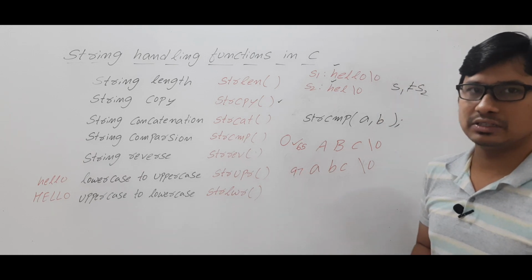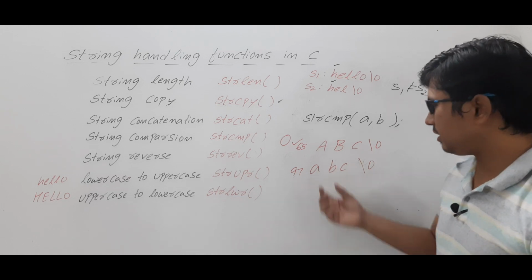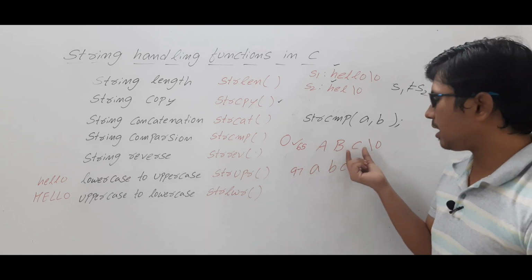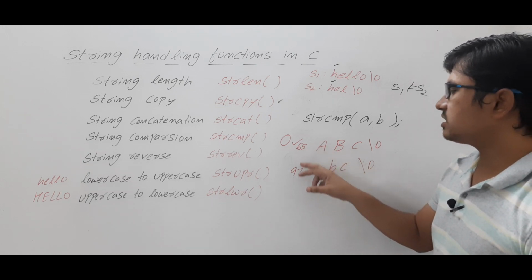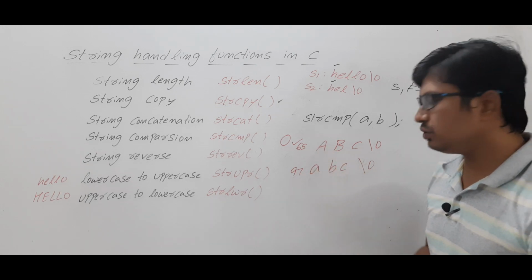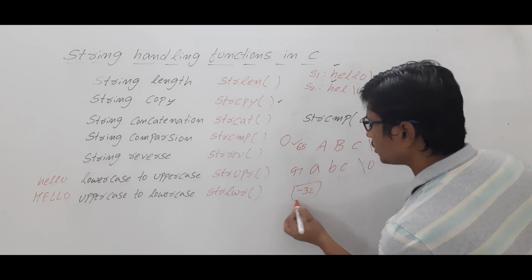You should remember these ASCII values at least for capital A and small a. Then you can easily derive capital B, capital C, small b and small c. Now look at this one. This is 65 and this is 97. If you do the difference, you will get minus 32. Are you able to understand?